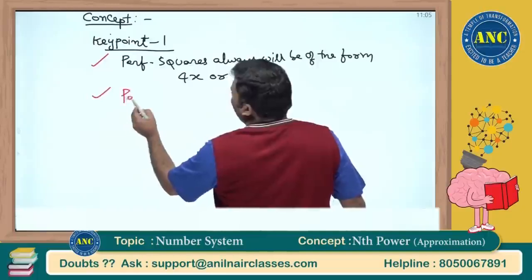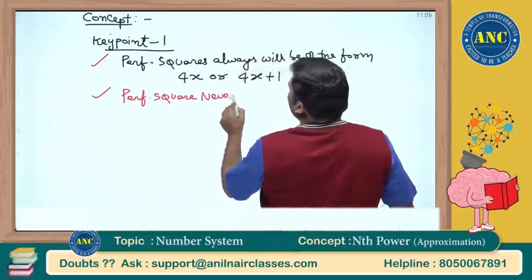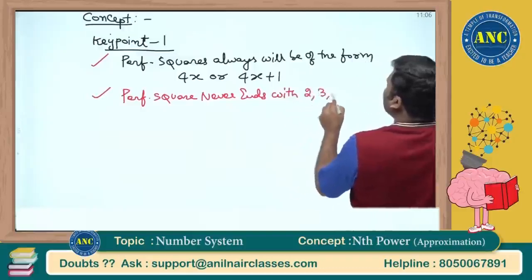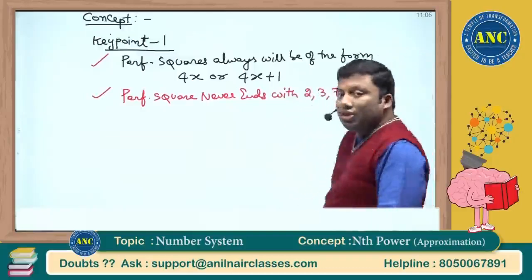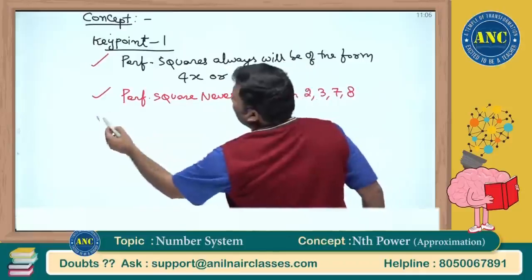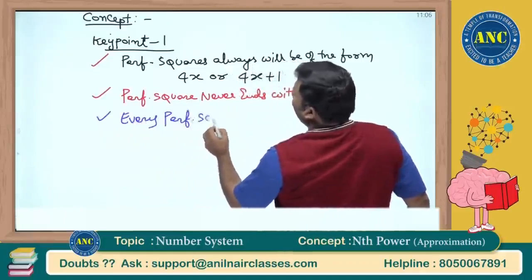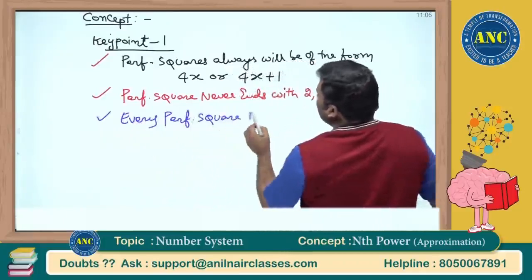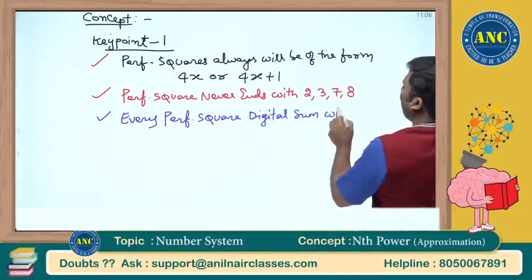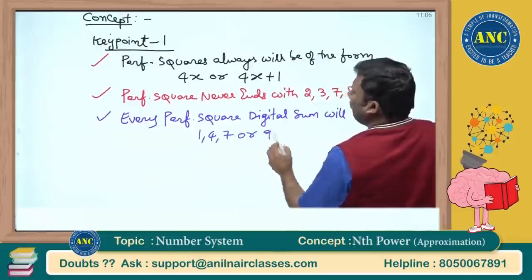Second concept. A perfect square never ends with 2, 3, 7 or 8. This is the second property of a perfect square. These we also discussed. Third property. What is the third property? Every perfect square's digital sum will be 1, 4, 7 or 9.